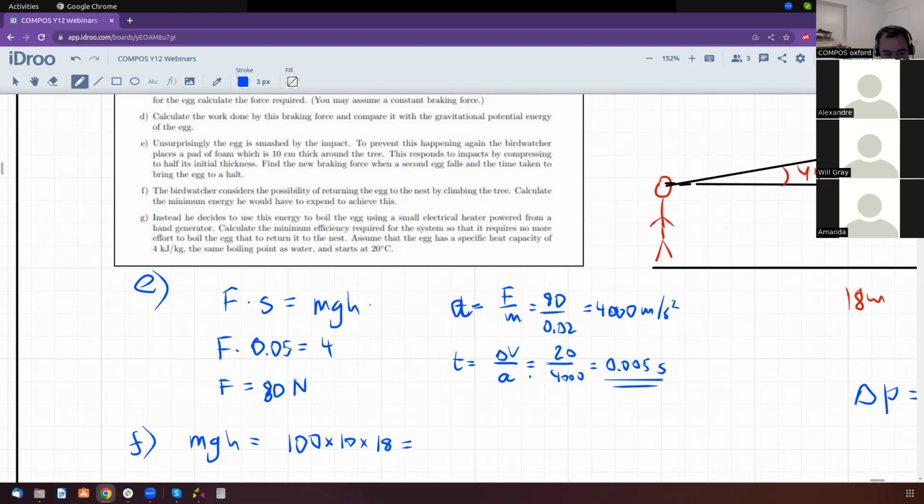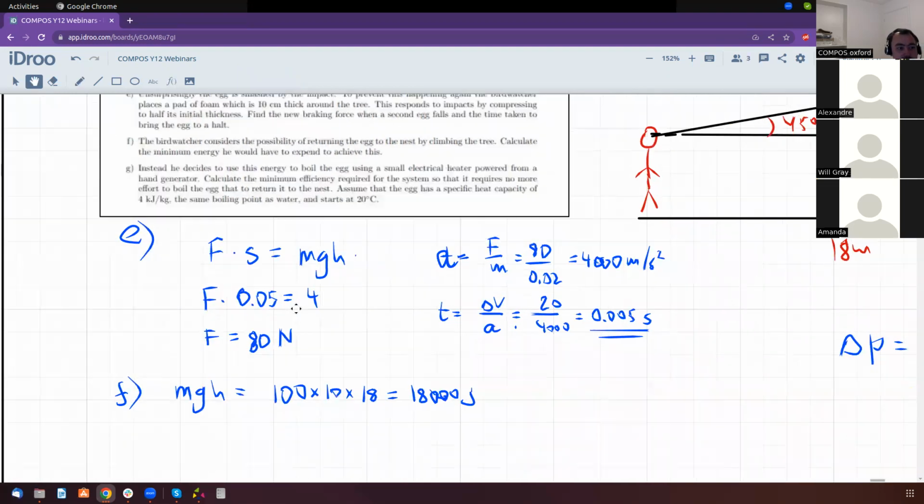Although, if you say 20, it's going to still be correct, as long as you explain. So that's going to be 1,000 times 18, 18,000 joules. That's the energy required to climb the tree.